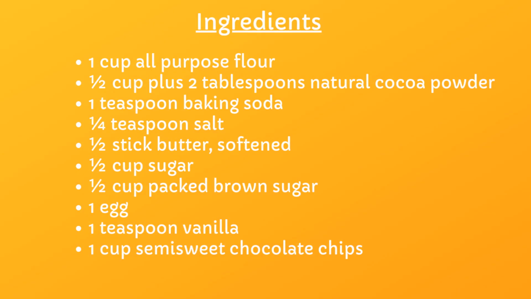Your ingredients are 1 cup of all-purpose flour, spooned and leveled, 1/2 cup plus 2 tablespoons natural cocoa powder, 1 teaspoon of baking soda, 1/4 teaspoon of salt, 1/2 stick of butter, softened, 1/2 cup of sugar, 1/2 cup of packed brown sugar, 1 egg, 1 teaspoon of vanilla, and 1 cup of semi-sweet chocolate chips.